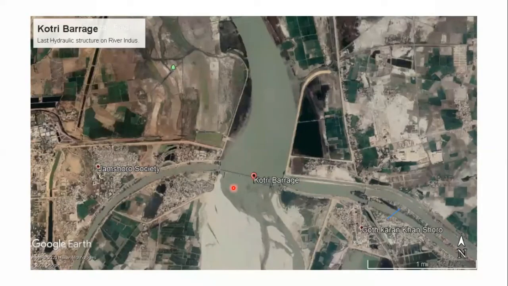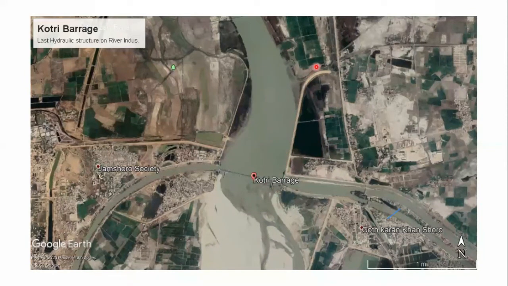You see this Kotri barrage again. On the upstream side of the barrage, there are banks on the left and right side. On the left and right banks, there are certain constructions made. These are guide banks. Guide banks are providing a stable channel which is conveying or passing water over the main barrage.